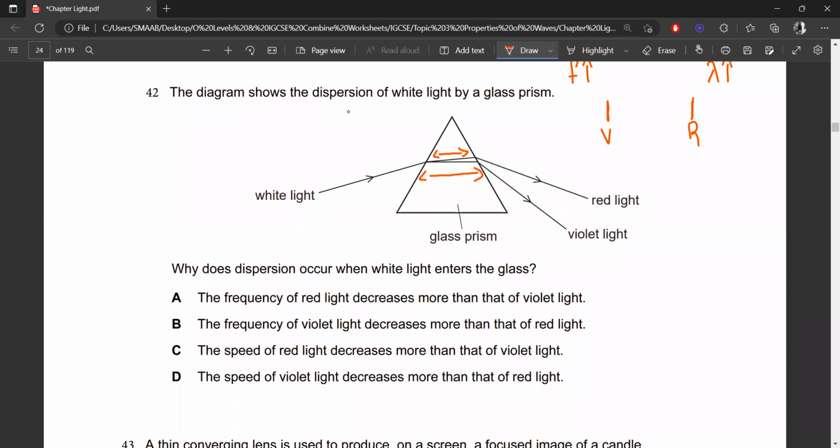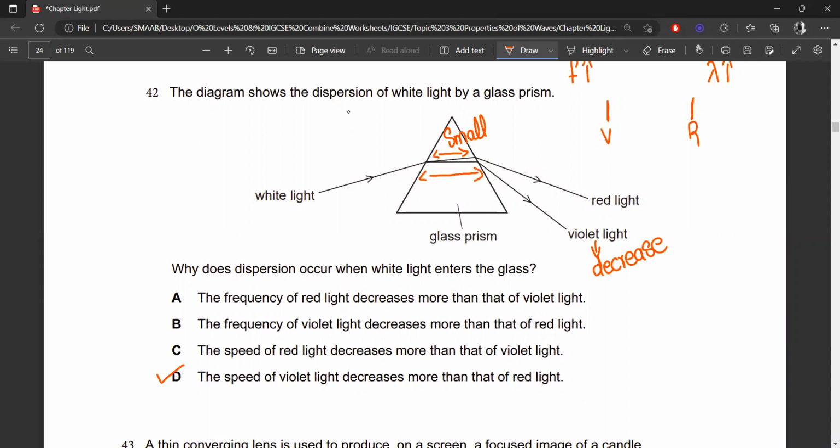So the speed of violet light decreases more than that of red light. So D is the right one, because red light is passing through a small distance. This is the small distance. So red light is passing through this specific part, so the speed of light is greater for the red light, and violet is moving in the deep region as compared to the red one. So the speed of light for violet will decrease as compared to the red light, right? Okay.